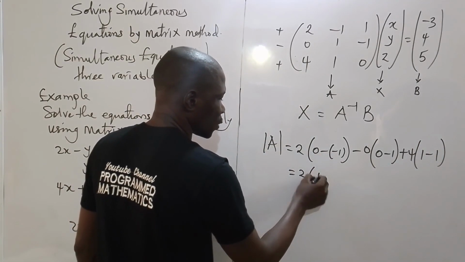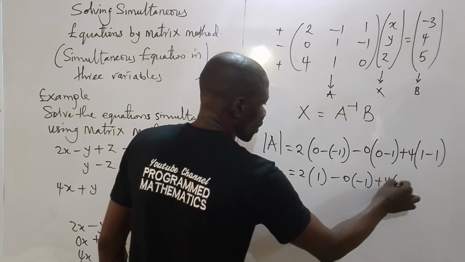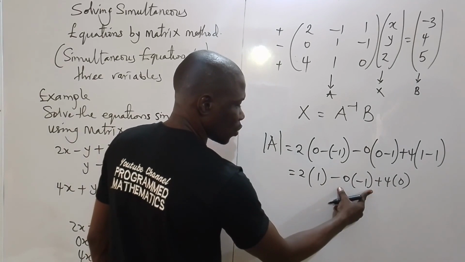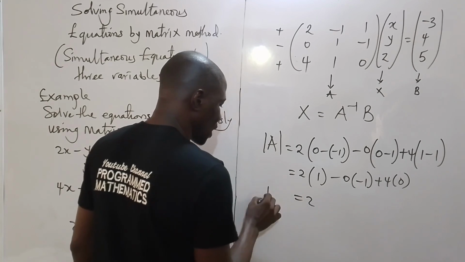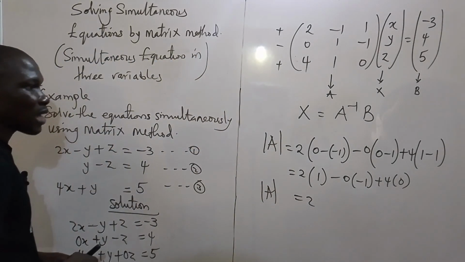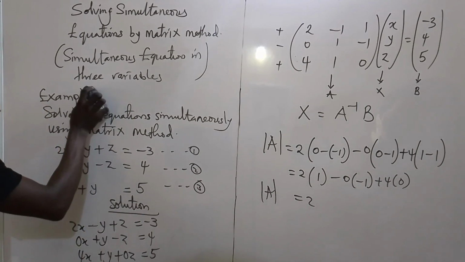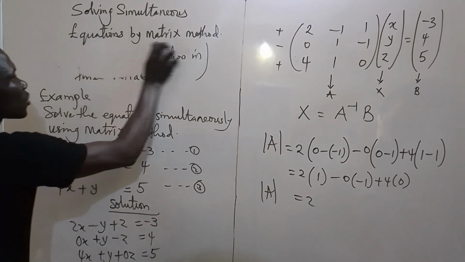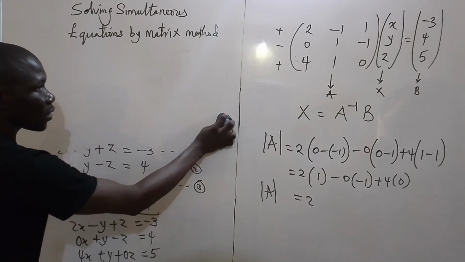0 minus minus 1 is 1. Minus 0 bracket minus 1, plus 4 bracket 0. This here will give us 0. 4 times 0 is 0. So this means the determinant of matrix A is equal to 2. Once we have the determinant, the next thing is to find the matrix of the cofactors. So let's get the matrix of the cofactors for the matrix here.